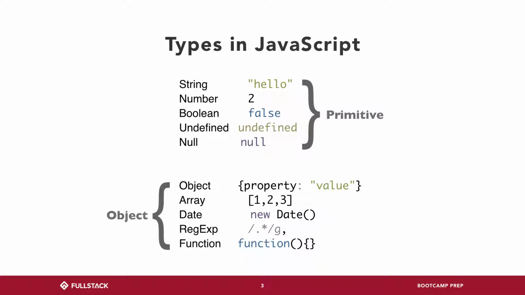Sure. So strings, numbers, booleans, undefined, and nulls are primitive types, and these five types here, object, array, dates, regex, and functions, are non-primitive types or object types. Just looking at a high level, what do you think is the difference between these two types of JavaScript variable types? Yes. Okay. Yeah, very good.